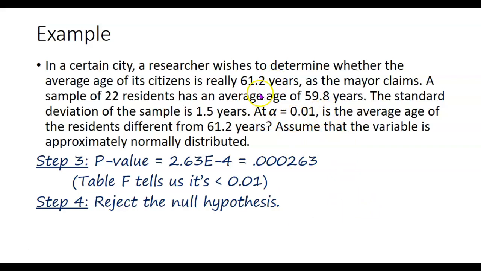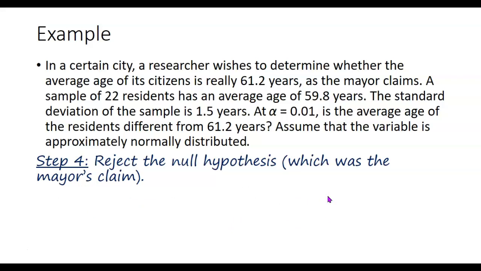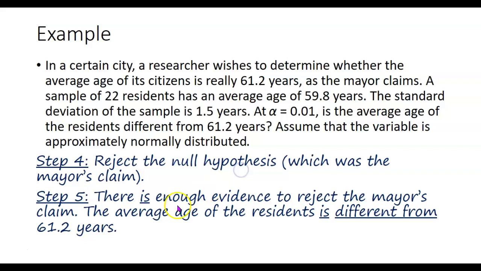So when the p-value that you get is less than the number you're using for alpha, you'd say reject the null hypothesis. And here, that was the mayor's claim. The mayor was claiming that mu equals 61.2. We just rejected that. So we're saying there is enough evidence to reject the mayor's claim. Or to put it another way, we're pretty sure that the average age of the residents is different from 61.2 years.